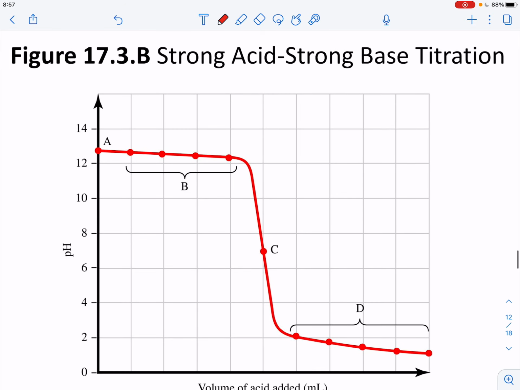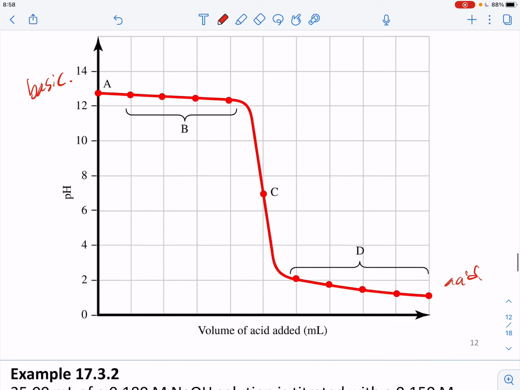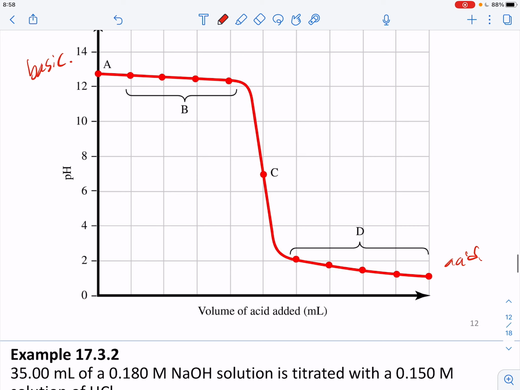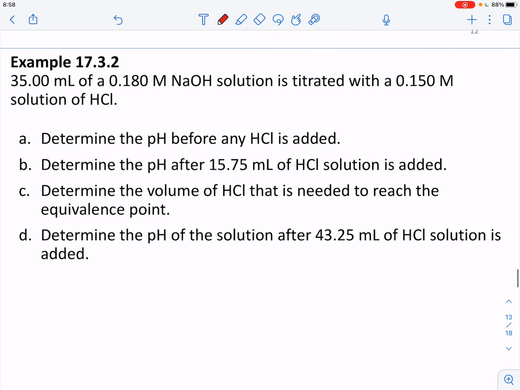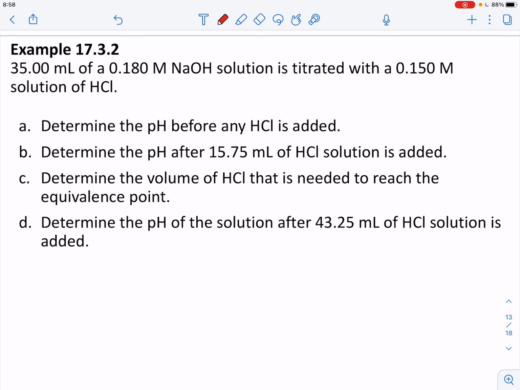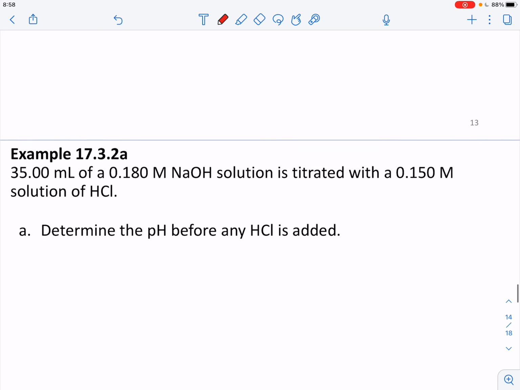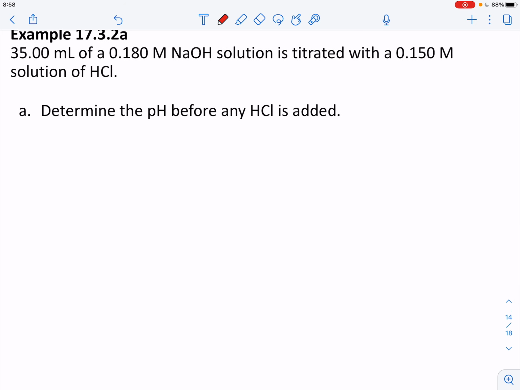This is how the titration curve looks. We are starting at a basic pH, and you end up with an acid pH. But in terms of shape and how you work each region, it's pretty much the same. So in this case we have 35 milliliters of 0.180 molar sodium hydroxide, and we are titrating this with 0.150 molar HCl.